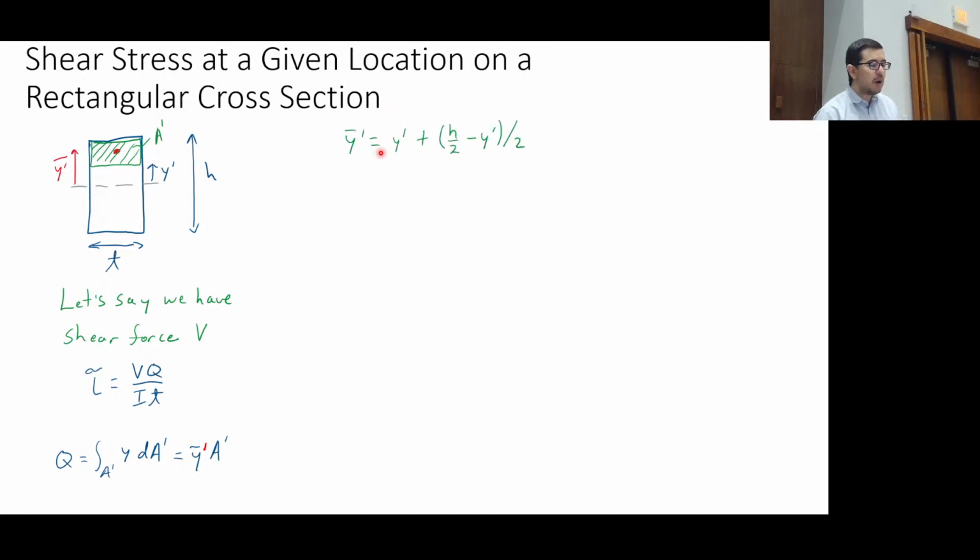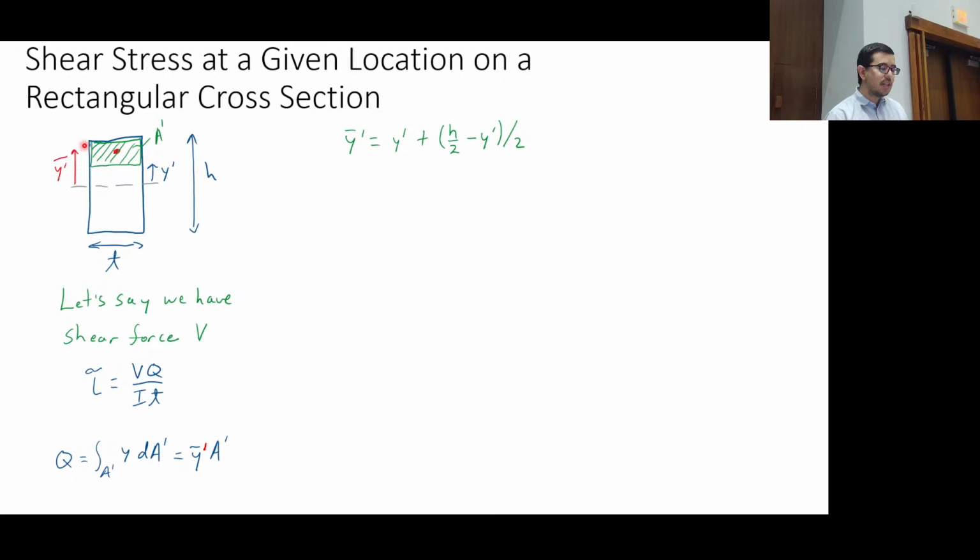To calculate the y bar prime, we need to know where this point is relative to the neutral axis, vertically. So to do this, you say, I go up y prime to the location of interest, and I need to go halfway across the vertical direction of this rectangle. Okay? So what is that?